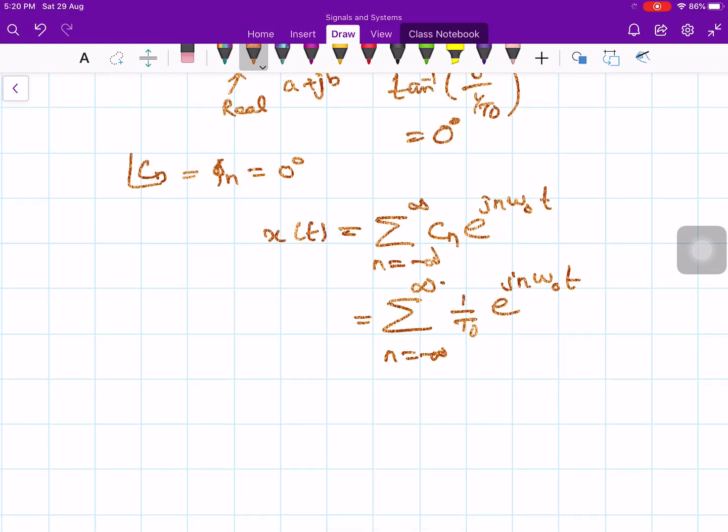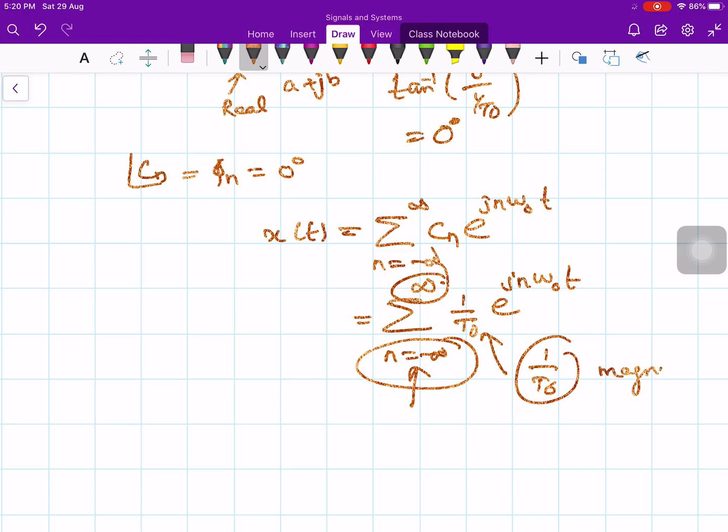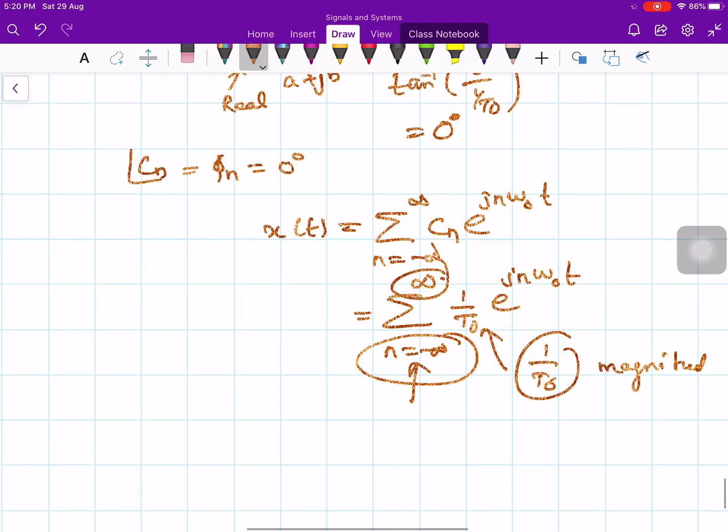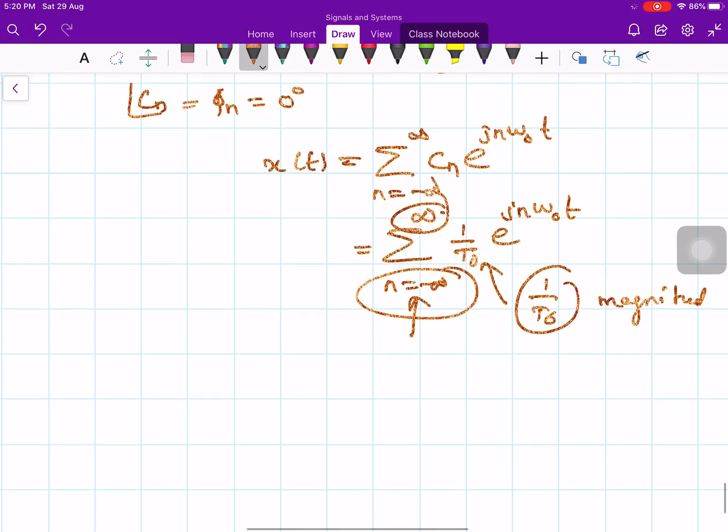So this is the result, which is very compact and has a very nice look about it. You have the summation from minus infinity to plus infinity of the impulses, and each impulse has a strength of magnitude 1 over t naught, that is the magnitude. So this spectra gives us an indication of how the various coefficients remain the same.